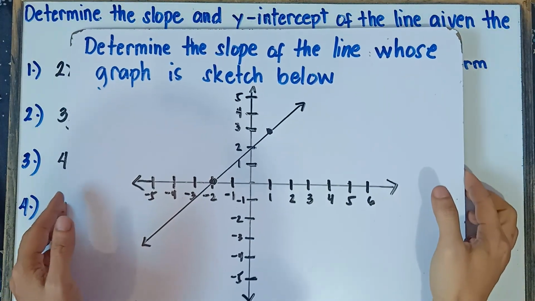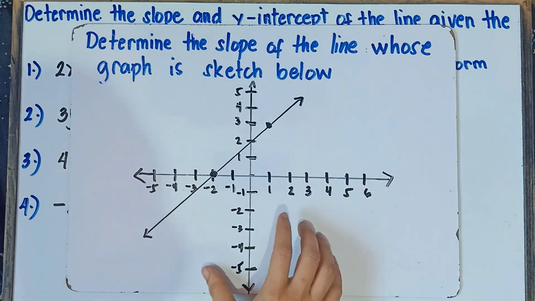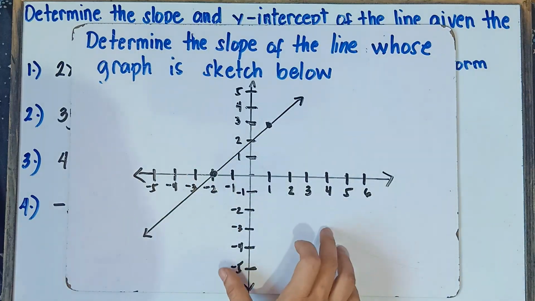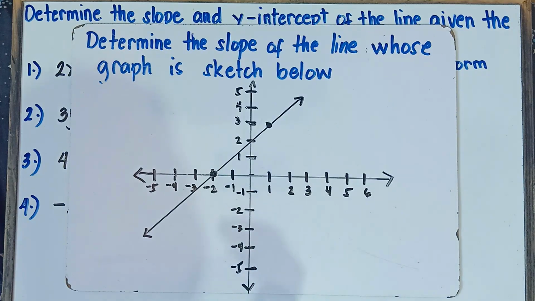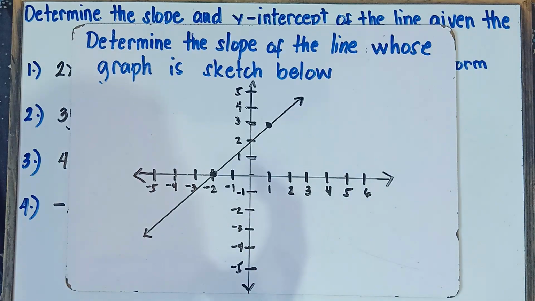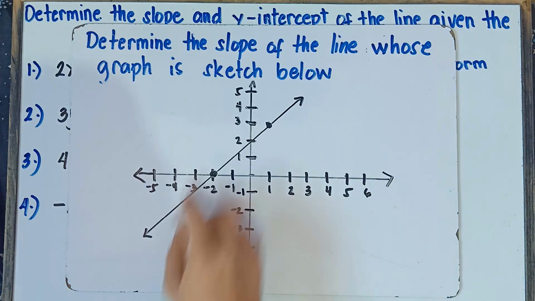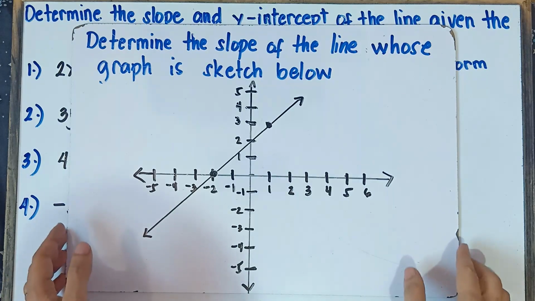Now the next part of the video class is we're going to determine the slope of the line whose graph is sketched below. So in the next part of the video class, we have a given graph and then we're going to find the slope. Actually class, there is a technique for you to identify if the slope is positive or negative, just based on the graph. We will explain that on the next part of the video, and I will put the link in the description down below. Feel free to see the video class. In this given example, our answer for the slope would be positive.